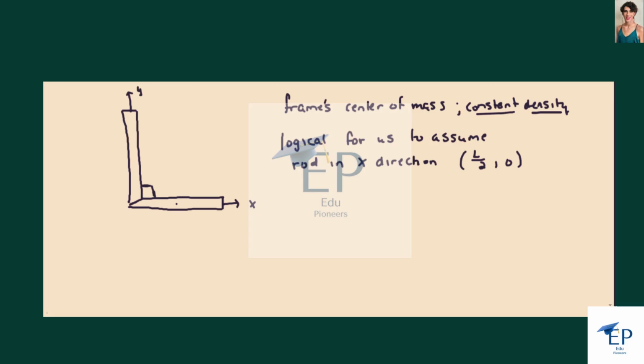Then you would also assume that the rod in the Y direction is also in the exact middle of the thin rod. Those are pretty safe assumptions, especially since it's a constant density. If the density fluctuated from one end of the rod to the other, that wouldn't necessarily be the same. Since it's a constant density, it's safe to assume those. But now we need to think of them welded together.